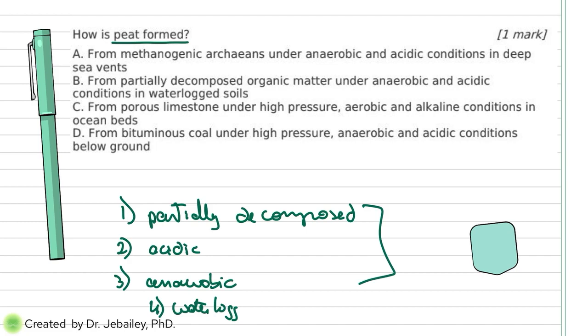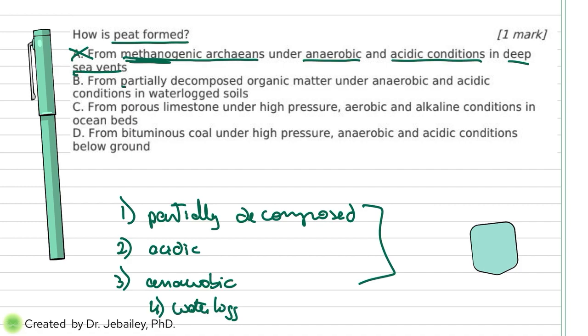So the first one says methanogenic archaeans under anaerobic and acidic conditions in deep sea vents. Now here, it says anaerobic and acidic, and many students fall into the trap. But methanogenic does methane, so that is wrong. Remember, methanogenic has nothing to do with peat.